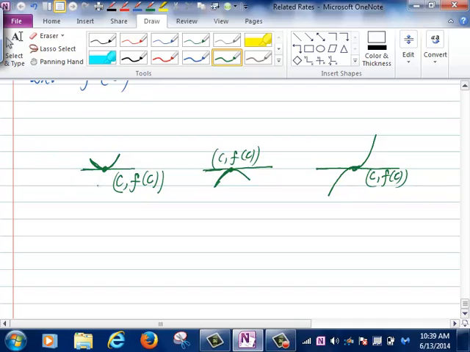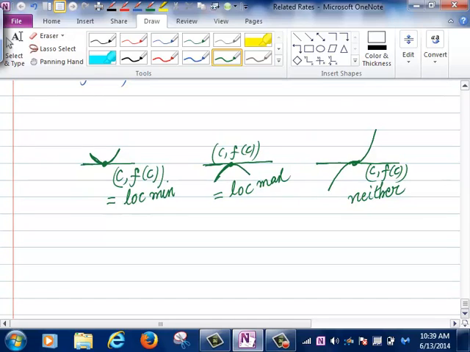So notice that in the first case I have a local minimum at c. In this case I have a local maximum at c, and in this case I have neither at c. You guys see that? So if I have a critical point at a point c, then near c the graph may look like one of these three pictures.